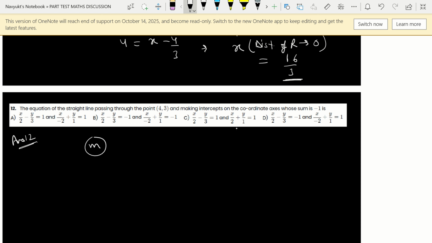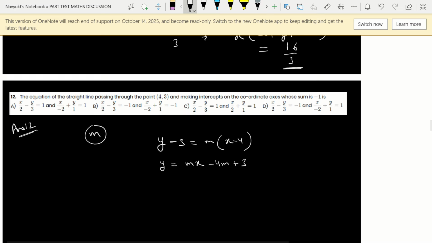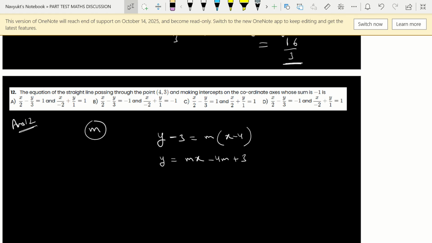So by the slope-point form, we'll simply write it as y minus 3 equals m times x minus 4, right? So this gives us y equals mx minus 4m plus 3, right? And what you'll be doing is taking this term to the other side. So we get mx minus y equals 4m minus 3.